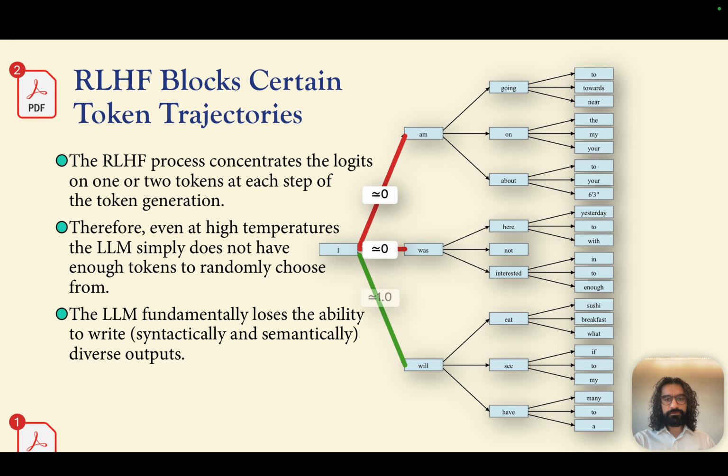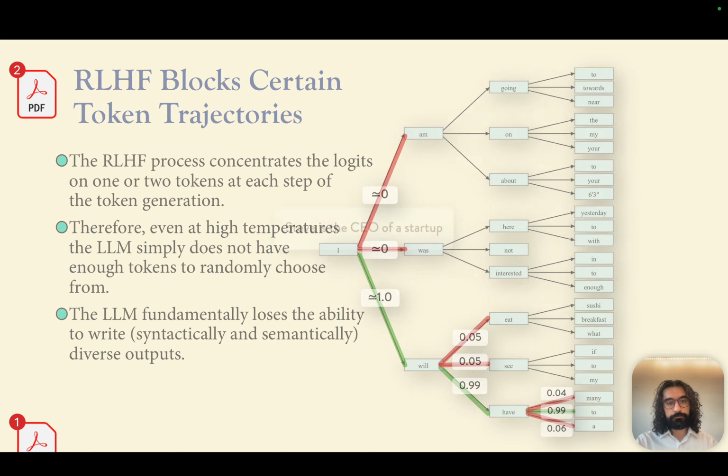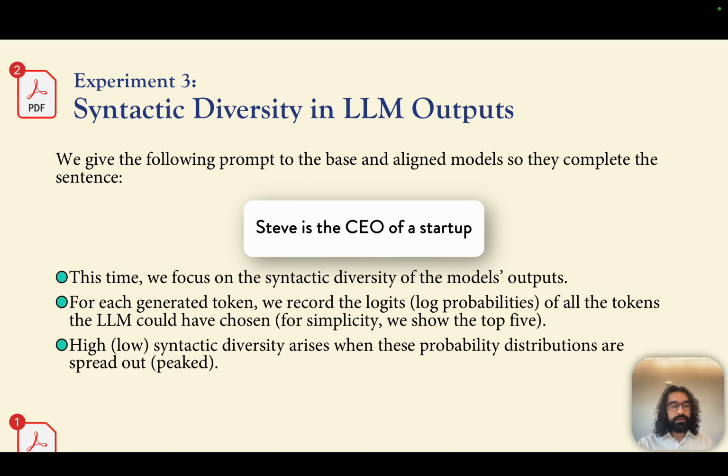So going back to the graph that I showed before, imagine some of these paths are blocked by RLHF. Because of that, the LLM fundamentally loses the ability to write syntactically and semantically diverse outputs, even at high temperatures. By the way, in all the experiments in this paper, the temperature is 1, which is the maximum that we can use. So let's go ahead and test this syntactic diversity hypothesis.